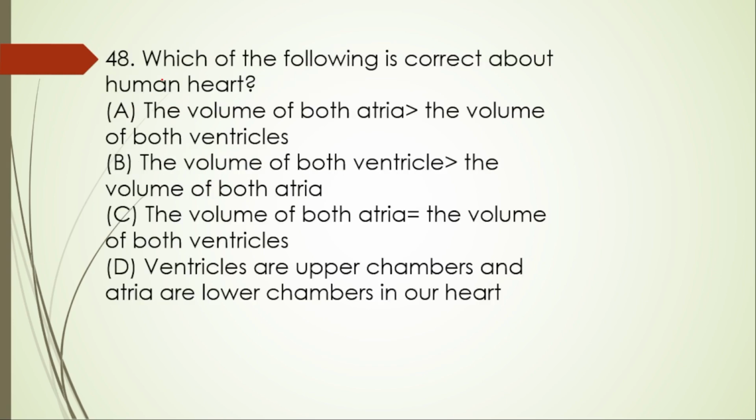Next, 48th one. Which of the following is correct about the human heart? Option A. The volume of both atria is more than the volume of both ventricles. B. The volume of both ventricles is more than the volume of both atria. C. The volume of both atria is equal to the volume of both ventricles. D. Ventricles are upper chambers and atria are lower chambers in our heart. So here the right option is option C.